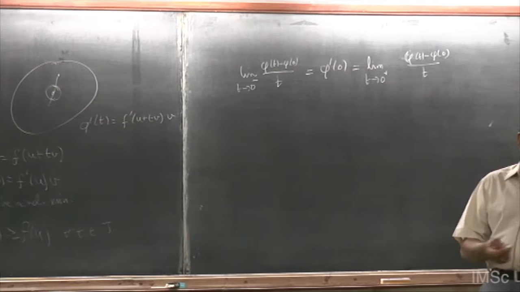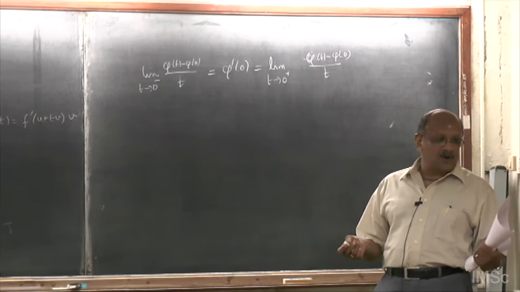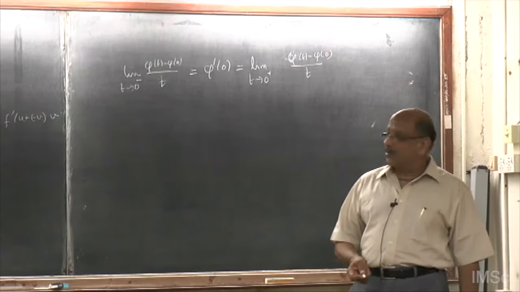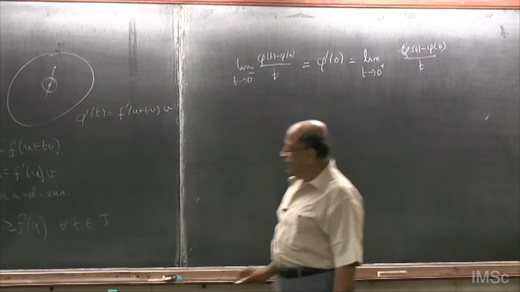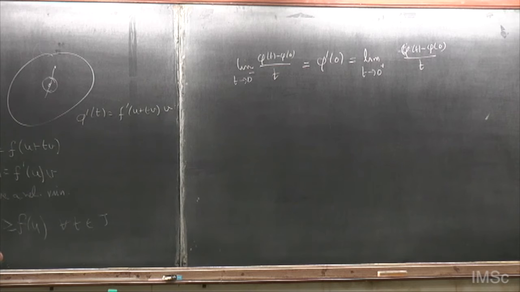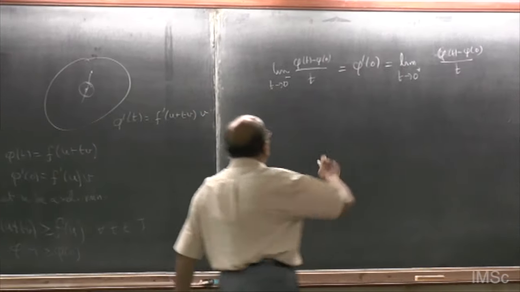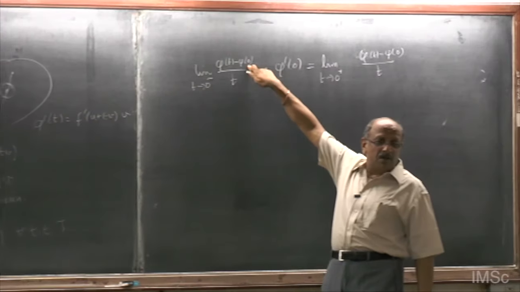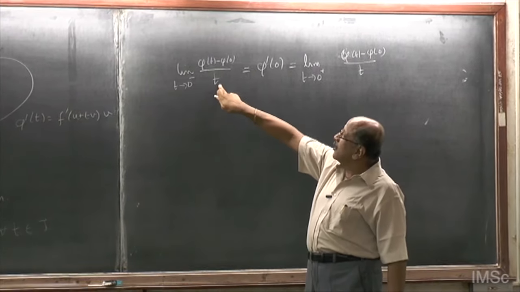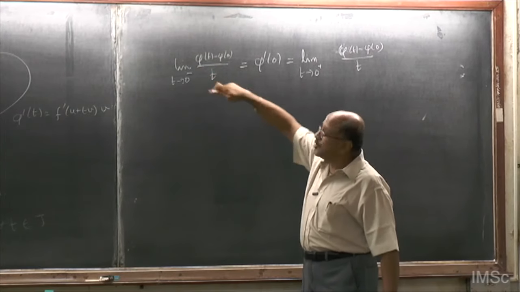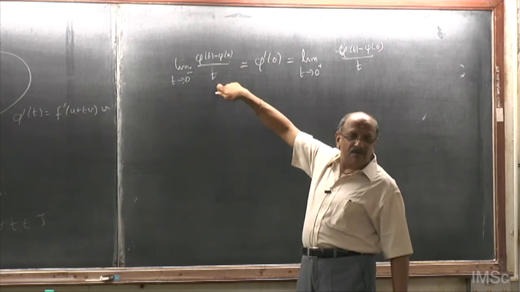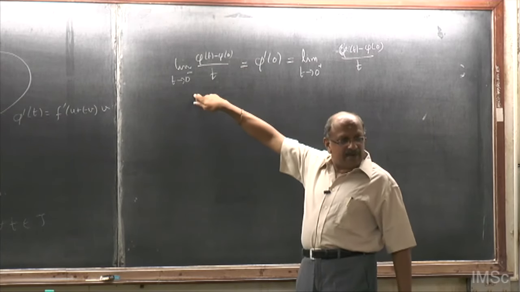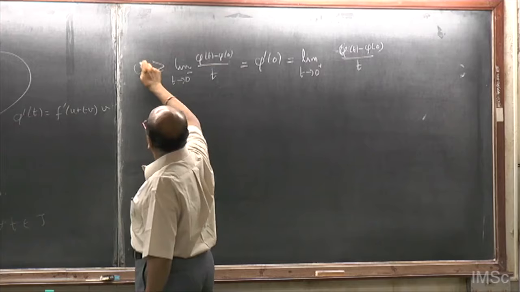Because it is a minimum, if you take any neighborhood point, the value will be more, and therefore, it has to be greater than or equal to this. So, let me now look at this. Phi of t is greater than or equal to phi of 0. So, the numerator is always non-negative, the denominator is negative. So, this ratio is negative. So, if I take the limit, it will still be negative. So, this is less than or equal to 0.